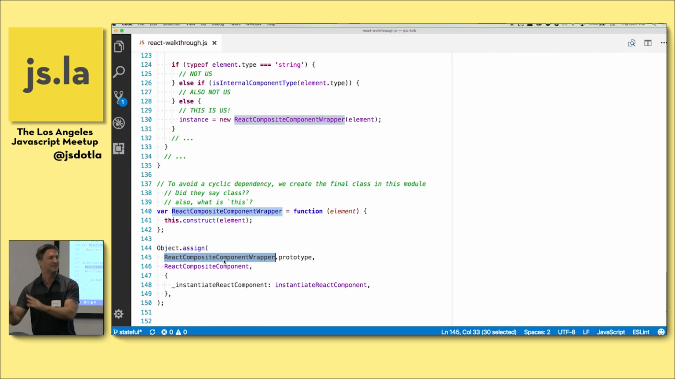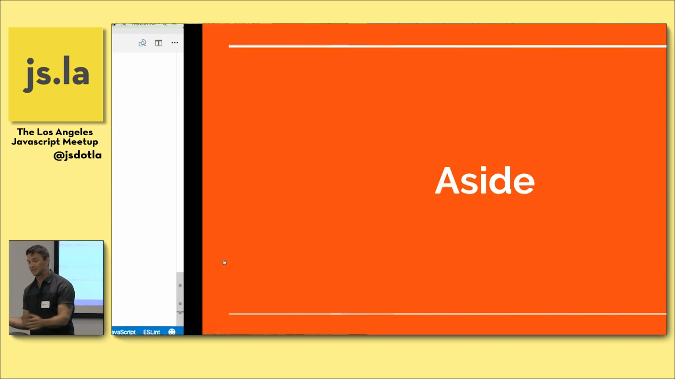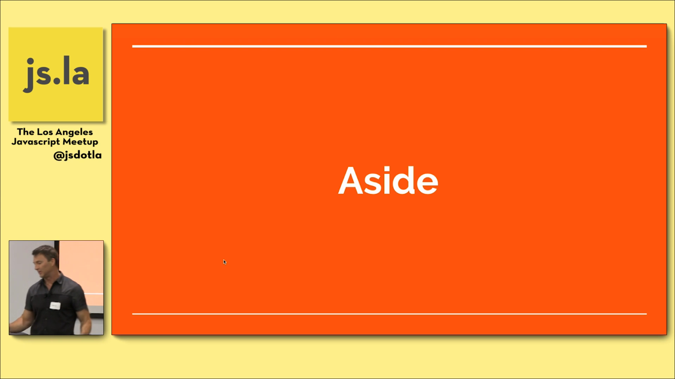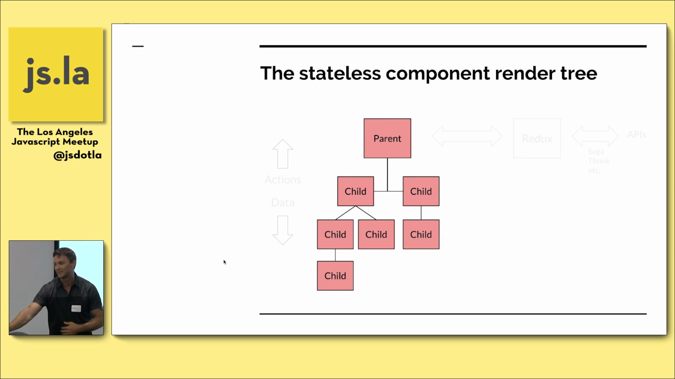So again, this page is available. You can walk through that yourself, or just get onto the React GitHub and go through it yourself. It's very interesting and fun stuff. So let's look at the render tree of a stateless component, right?